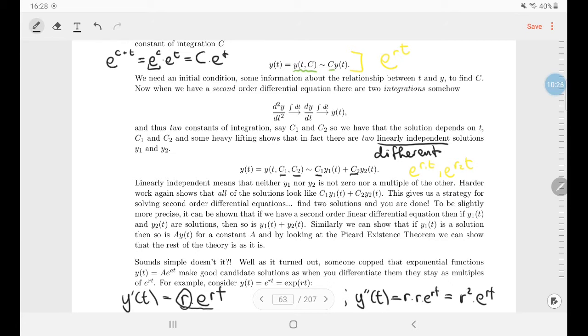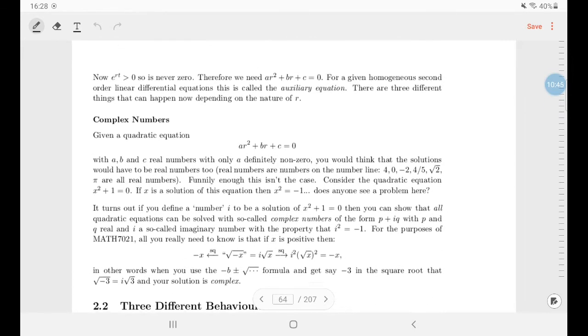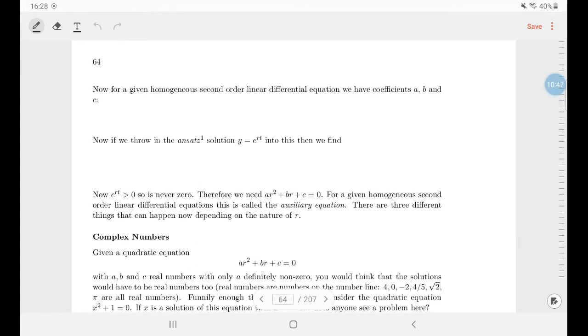Because exponentials, when you differentiate them, you get multiples of exponentials. And because these things only have two solutions, if you just chance your arm with an exponential, it might work. And if you get two different solutions, you're done. So this is the idea of an ansatz. Now we won't go through the full ansatz at the end.